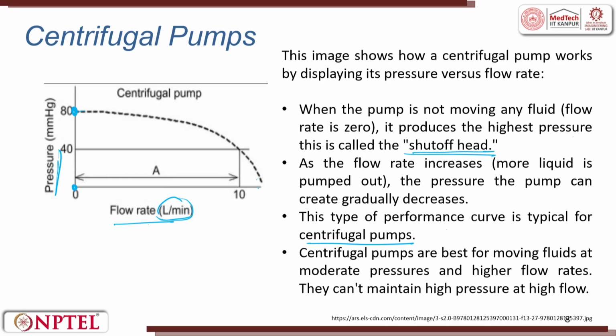Maybe after 10 liter or 20 liter or maybe 100 liter, the pressure almost becomes 0, which is not possible, but it becomes very, very low. The centrifugal pumps are the best for moving fluid at moderate pressures and high flow rates. So, that is why we use these pumps in farms.